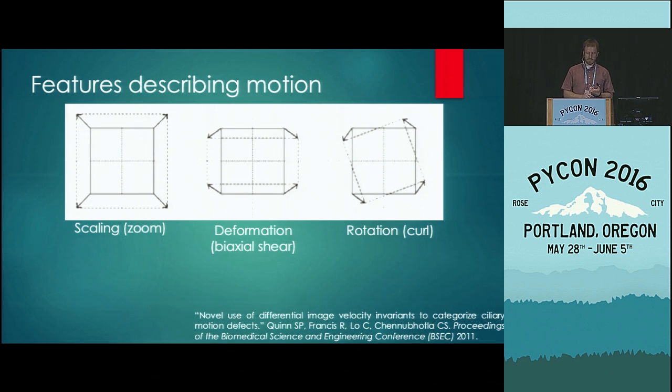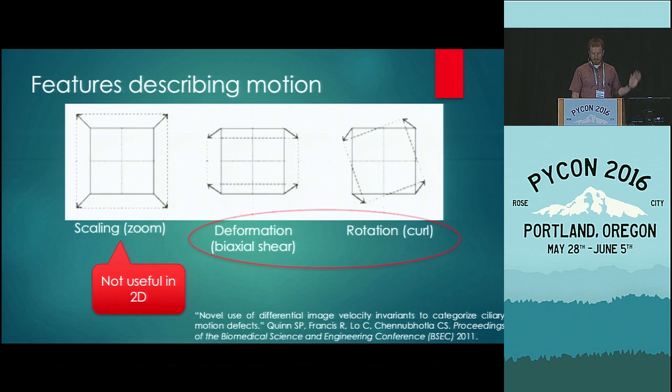We picked these features because they're first order. You compute them directly from the optical flow derivatives. And they're intuitive. I mean, rotation, you think it rotates, and that's exactly what it's computing. The unit is actually radians per second. So in our studies, we found scaling was not particularly useful. If you think back to those videos, they're 2D. The cilia move within the plane of the video, so there's nothing really coming at you or away from you. But deformation and rotation were incredibly useful for our work.